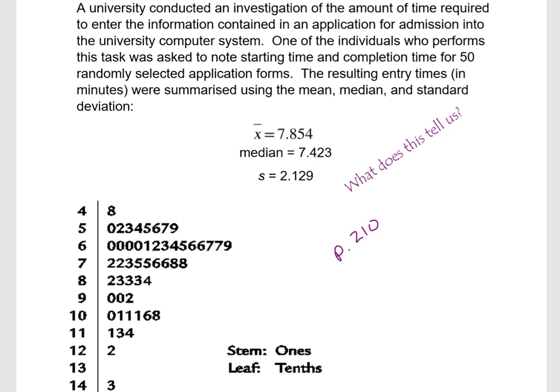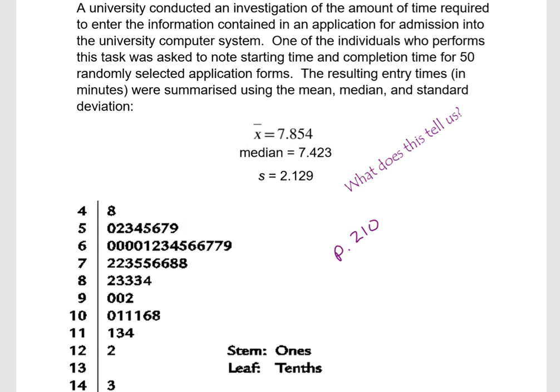So what does this tell us? Well, the average time required to enter admissions data was 7.854 minutes, but the relatively large standard deviation suggests that many observations differ substantially from this mean. The median tells us that half of the applications required less than 7.423 minutes to enter, and the fact that the mean exceeds the median suggests that some unusually large values in the dataset affected the value of the mean. And this last conjecture is confirmed by the stem-and-leaf display that we see here.